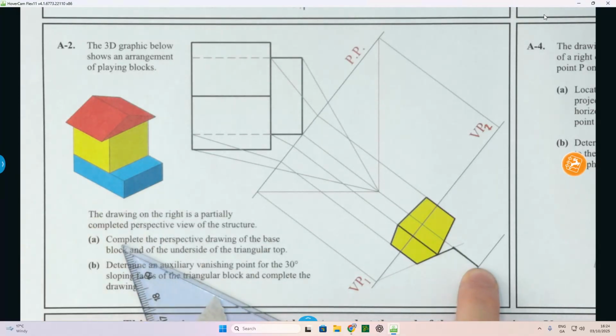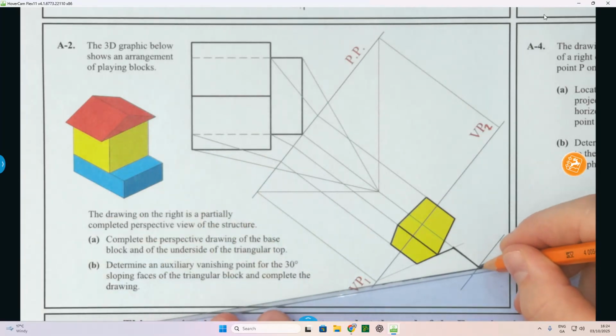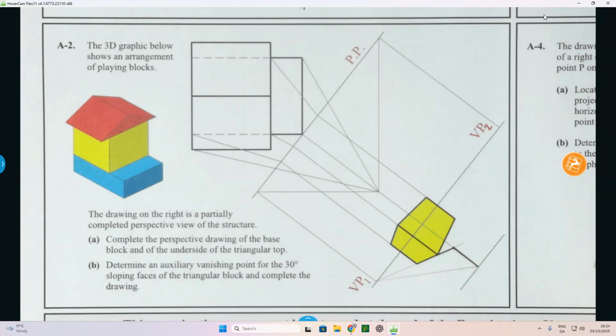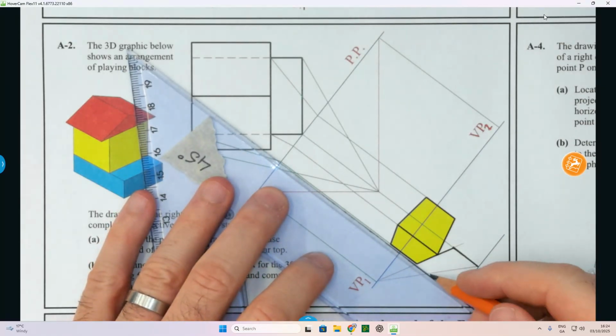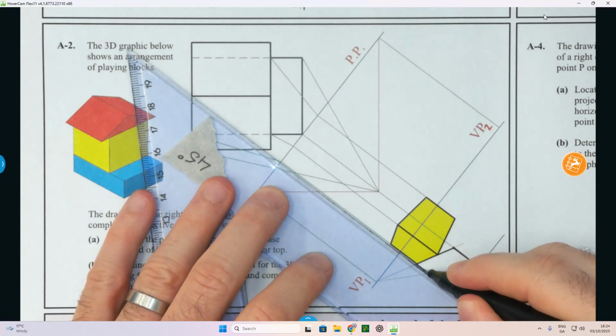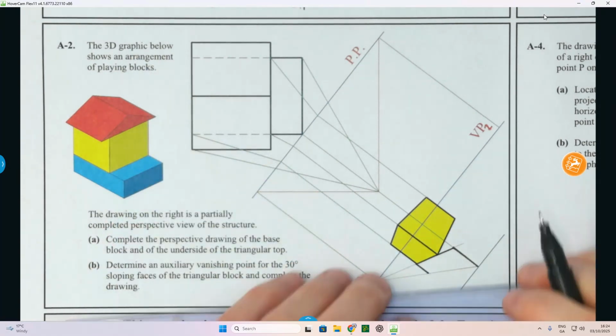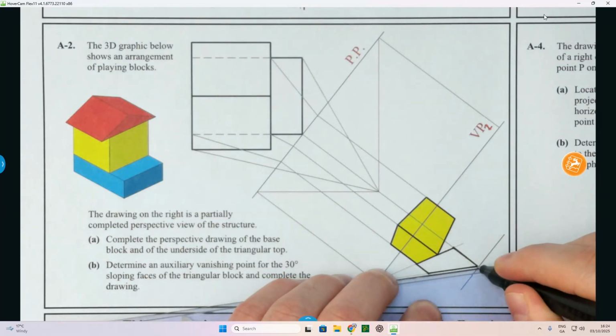So from this point here, that's the face running in that direction, which means I'm using VP1. So that goes over to VP1. And how do I complete the back edge? Bring that guy down, and simply a case then of heavying in that surface. Okay, I've got the side of the block.